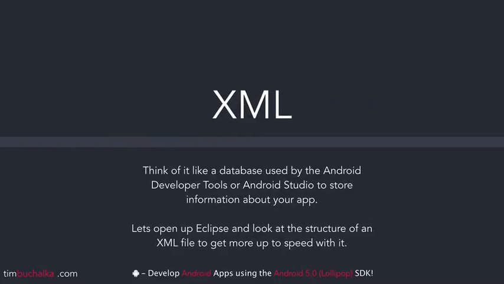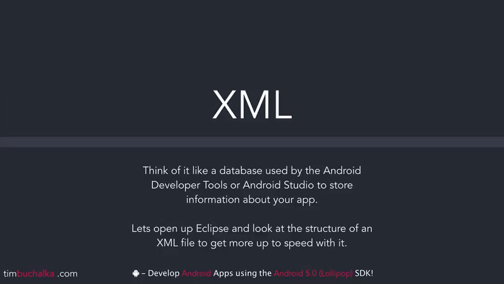So the easiest way with XML is to think of it like a database used by the Android developer tools and Android Studio to store information about your app. Because if you think about it, as you're updating your app and creating it in Eclipse, or whatever technology we're using, somewhere it has to be stored. What text is going to be displayed on the screen, what buttons are on the screen, all those types of things. That's what the tools do.